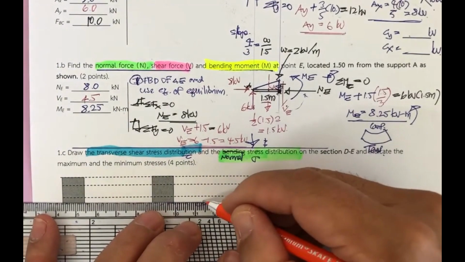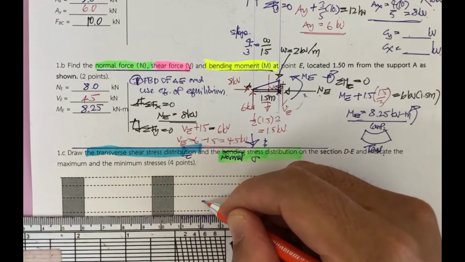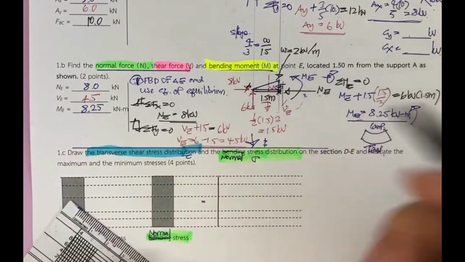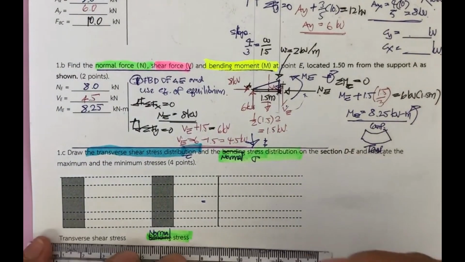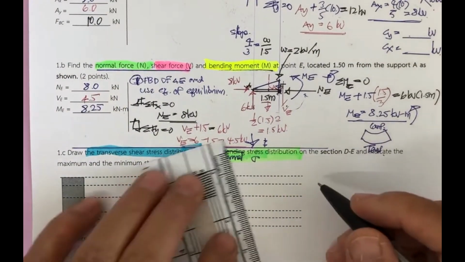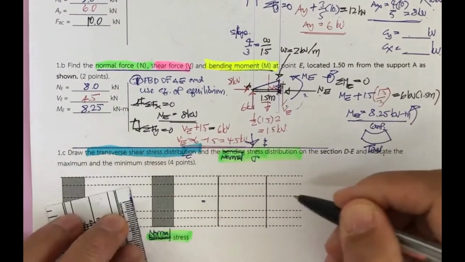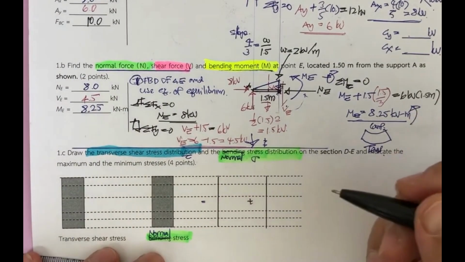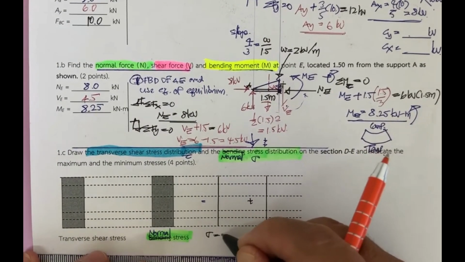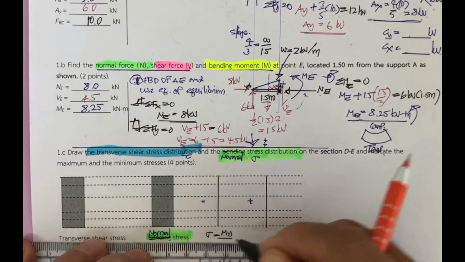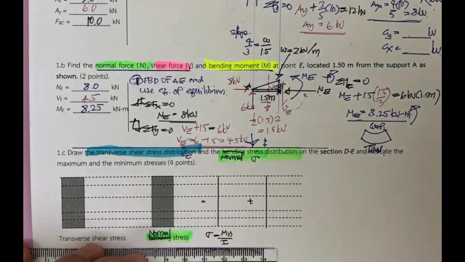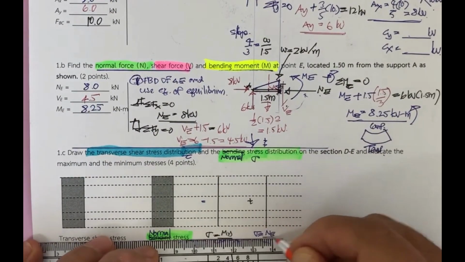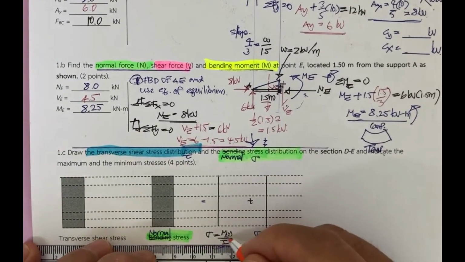One is going to be the normal stress due to the bending. Another one is going to be plus the normal stress from the axial force. So this one is going to be sigma equal to My over I, and this one is going to be sigma equal to N sub e divided by A. This is M sub e.